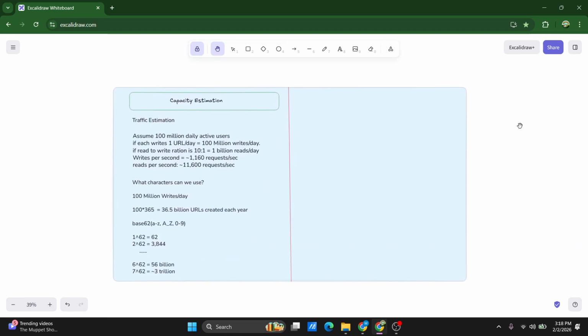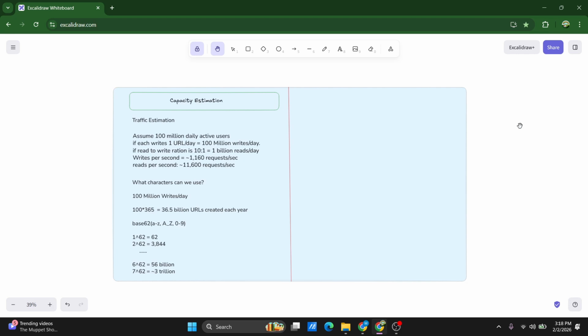Capacity estimation. So assume there are 100 million daily active users. If each writes one URL per day, then there are 100 million writes per day. If the read to write ratio is 10:1, then there are 1 billion reads per day. So the writes per second becomes almost 1160 requests. The reads per second becomes almost 11,600 requests. So what characters can we use in our URL shortener?